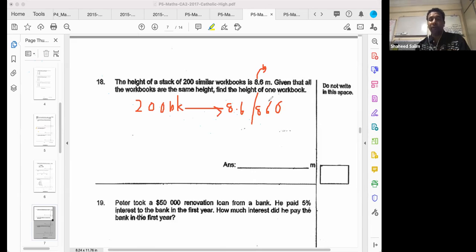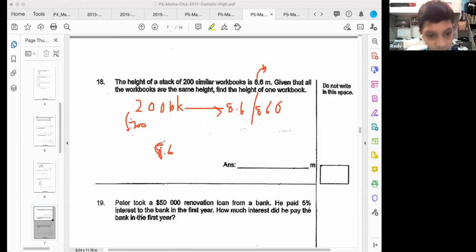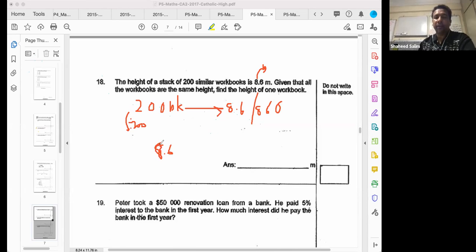Then you want to find what? You want to find one book. How do you find one book? Divide by 200. So you divide by 200 and say, how do I divide by 200? You just put 8.6. Am I correct now? Yeah, correct. So divide by 200. Now, some of you do not know how to divide by 200. I'll show you how to do it, okay?